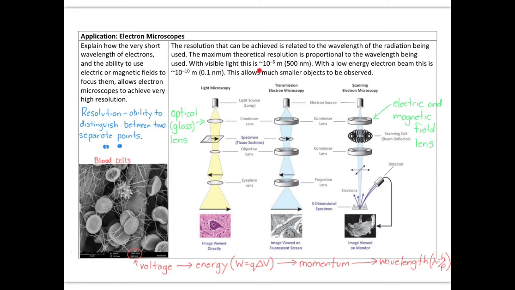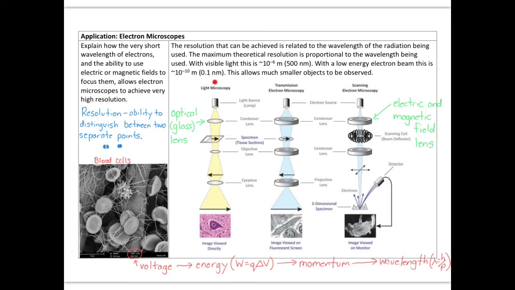With visible light, this is about a micron, or just under a micron. Visible light is around 500 nanometers, which is half a micron, so 10 to the minus 6 meters. With low energy electrons, the wavelength, which we can calculate using our de Broglie relationship, is about 10 to the minus 10 meters, or a tenth of a nanometer. We are getting down to the scale of an atom. Atoms are on a sub-nanometer scale. So we can get much, much higher theoretical resolution.